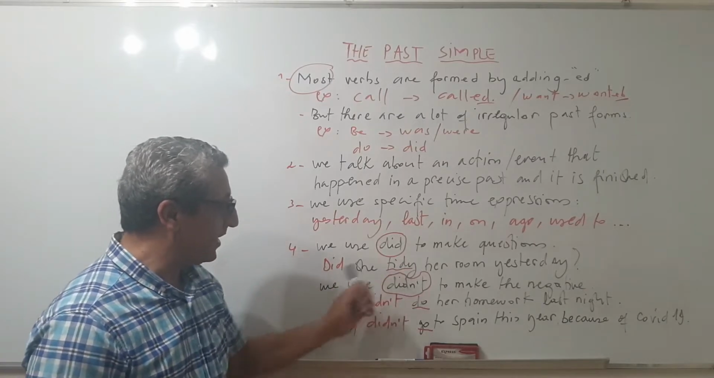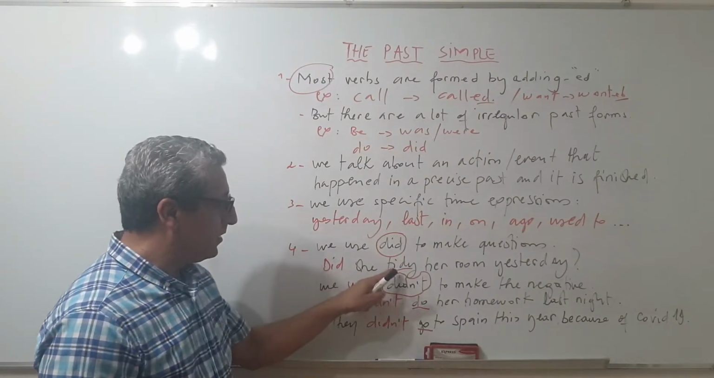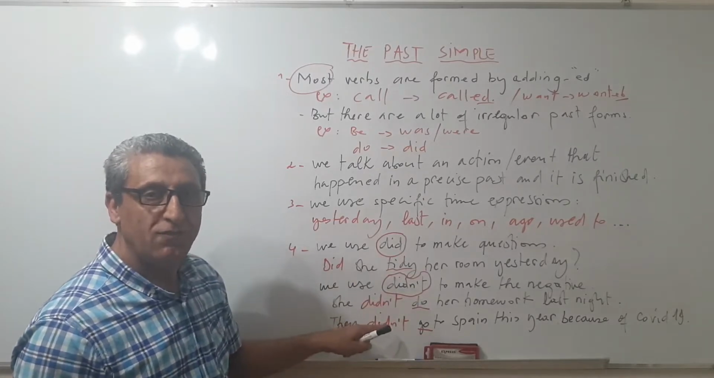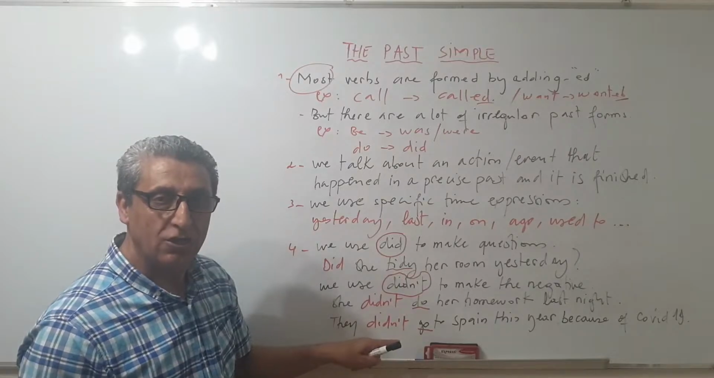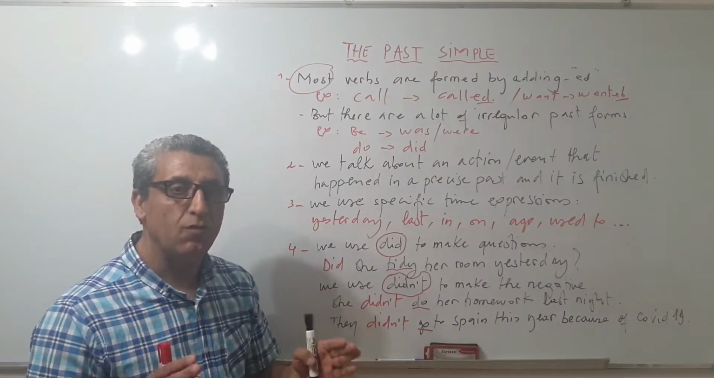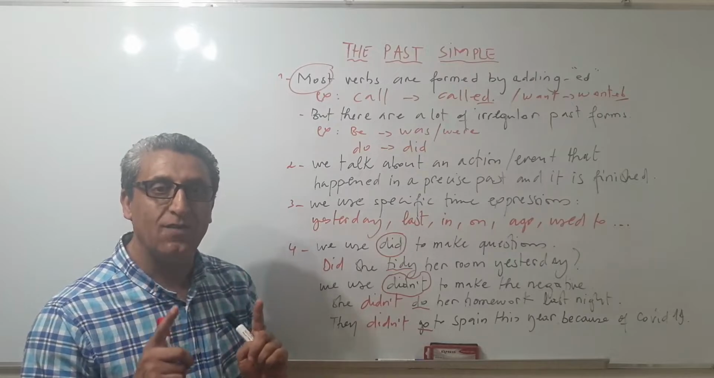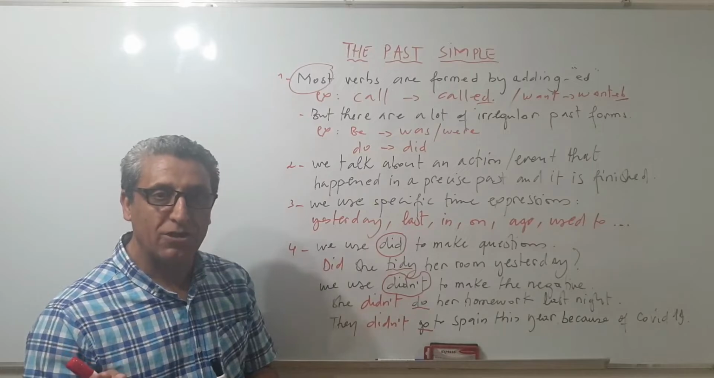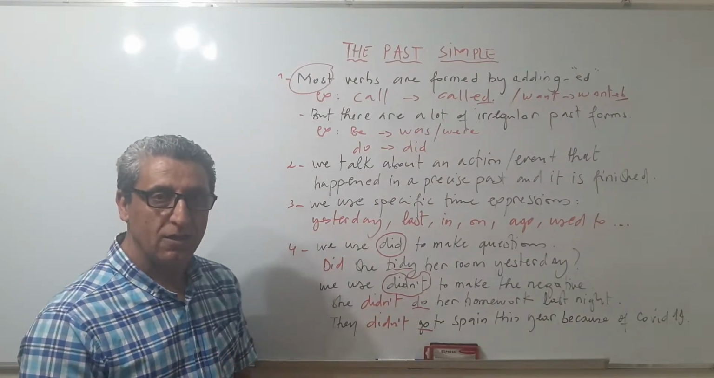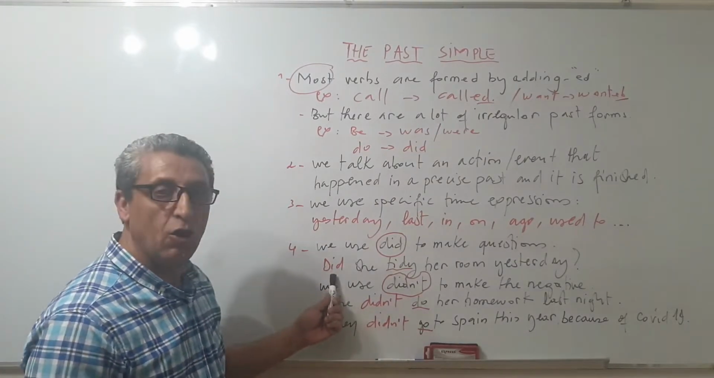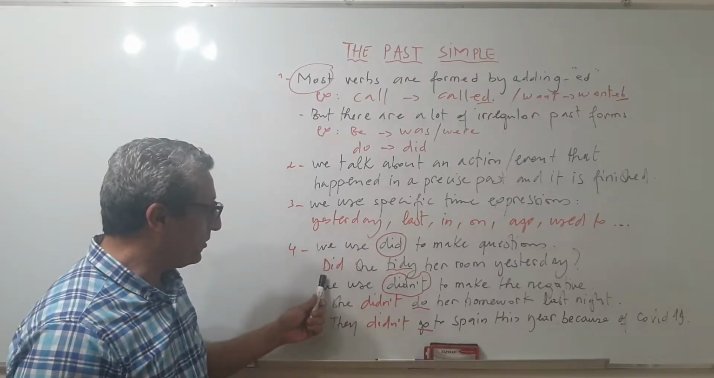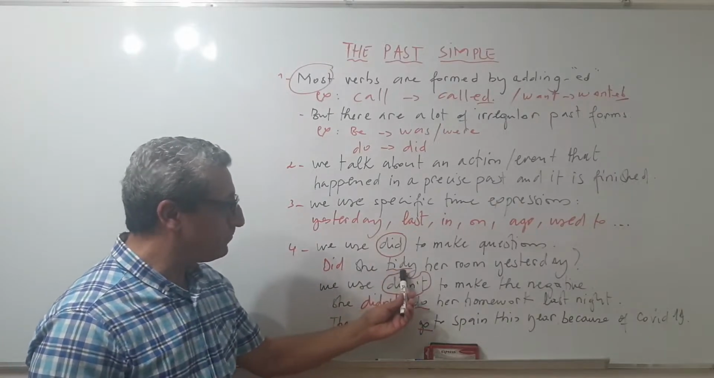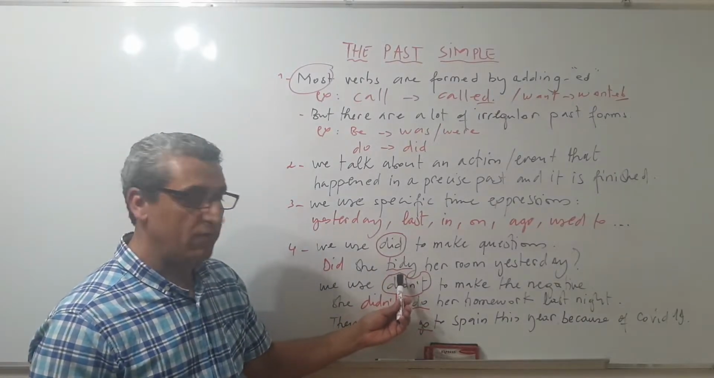Did she tidy? Notice here the verb tidy is in the infinitive form because in questions and negative forms the verb doesn't change. It remains in its infinitive form. It's not conjugated in the negative and in the interrogative form, both in the present simple and in the past simple. So what do we conjugate? We conjugate the auxiliary verb. So did she tidy her room yesterday? It's a question. We start with did, and then the verb is in the infinitive.